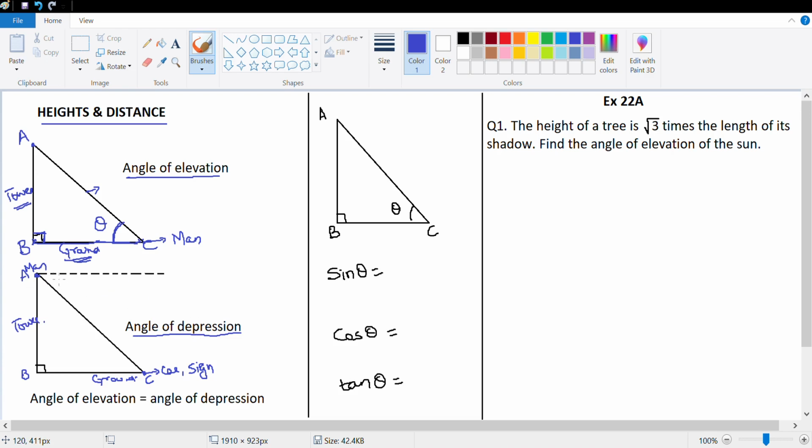So the angle which the line of sight makes with the imaginary horizontal line is known as the angle of depression. I repeat, this time the man is on the top of the tower and he's trying to look at something which is on the ground. So the angle which the line of sight makes with the imaginary horizontal is known as angle of depression.